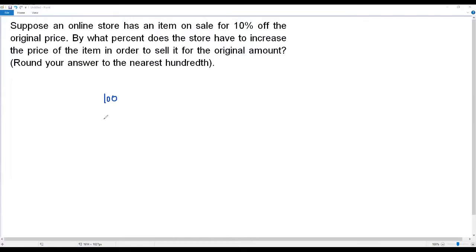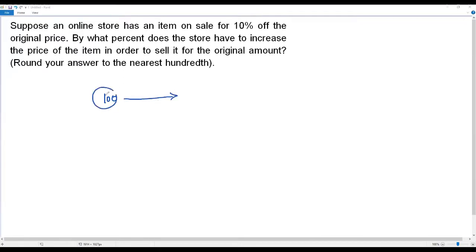Because percentage means per hundred, the given value has to be compared to 100. So if I assume 100 as the unknown quantity in a percentage problem, the calculation work will be easier. So 100 is the original price of the item. Now we have to find by what percentage the store has to increase the price. That means this original price is going to be increased by some percentage by the store. So that's what we have to find.